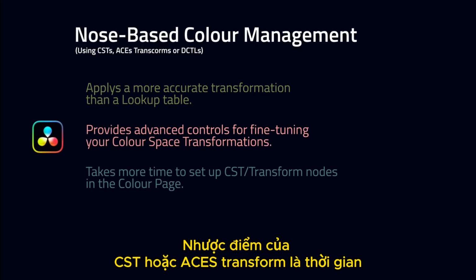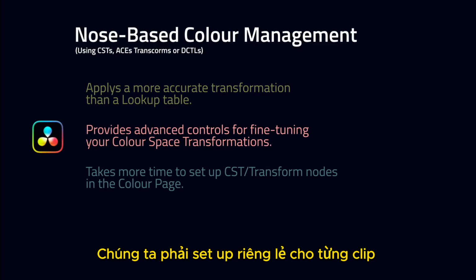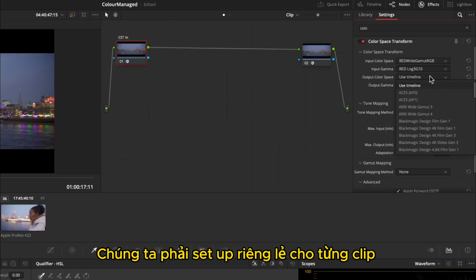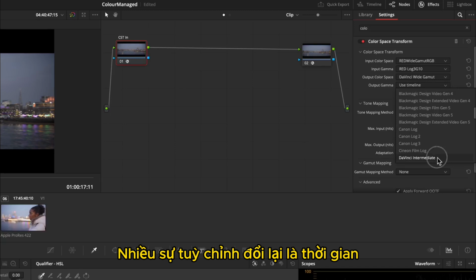The downside of using these CSTs and ACES transforms is that while it can be sped up by using node tree templates, it requires the colorist to manually set up their color management using nodes on each individual clip. They add more power, but at the cost of convenience.